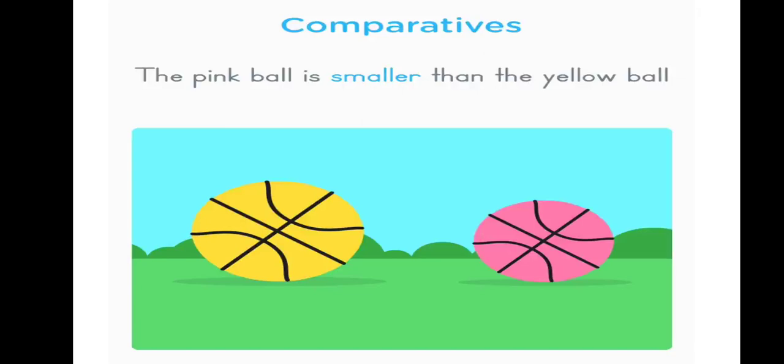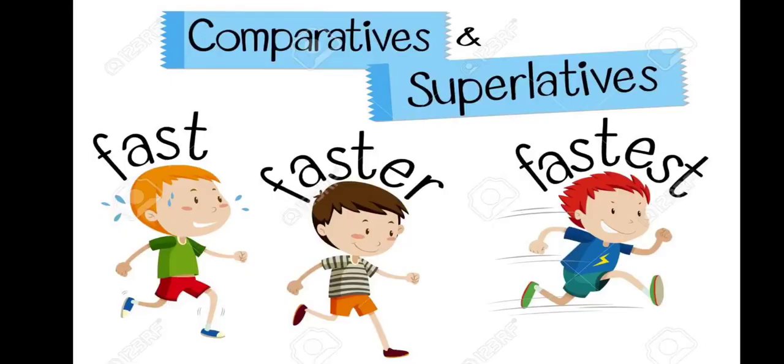Okay, as the picture says, one ball is bigger than the other one. So how is the sentence formed? The pink ball is smaller than the yellow ball. This comes under which category? Comparative adjective. Okay. Now the next one, we have more examples here.